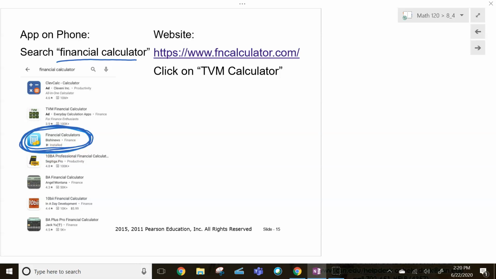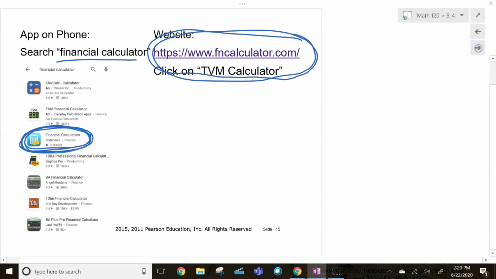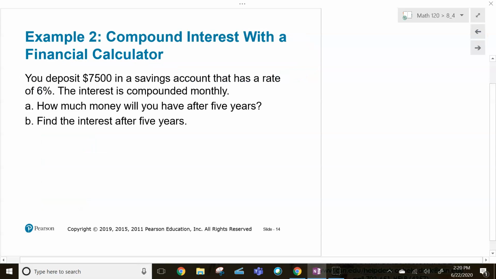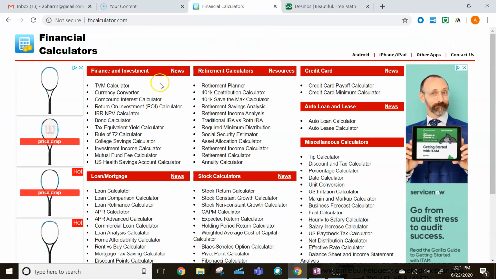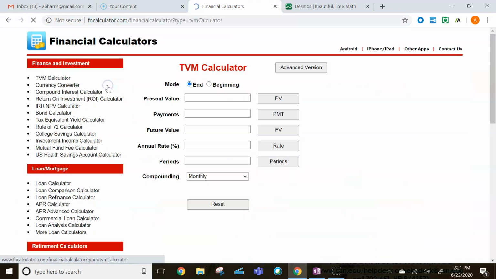Now, since I can't show my phone on this screen that I have the screen recorder for, I'm going to have to use this website, which is similar. So I'll show you how to do this problem using the website. I'm going to go to fncalculator.com, and I'm going to do this problem right here, depositing 7,500 bucks. When you go to fncalculator.com, click on the time value of money calculator right there.